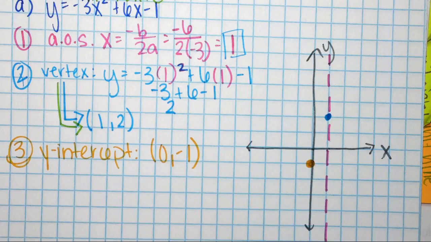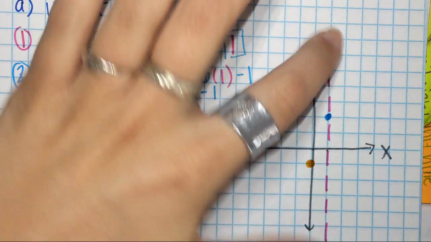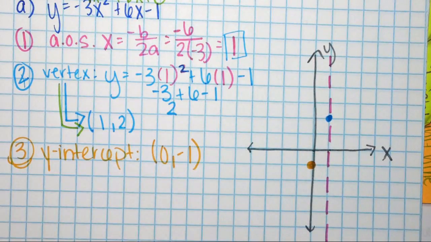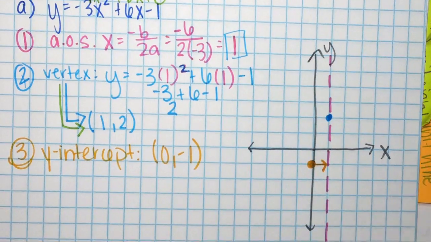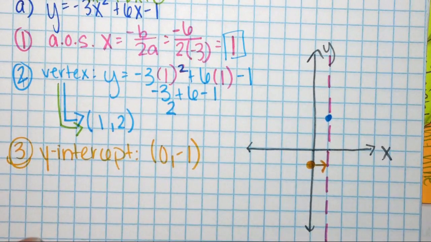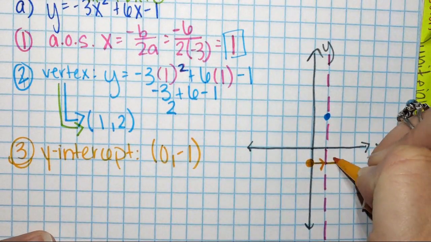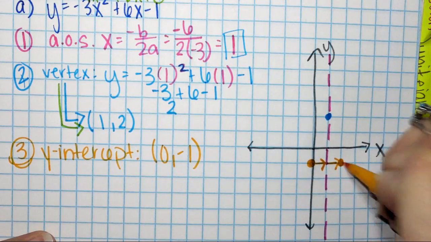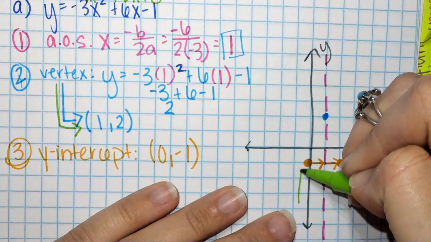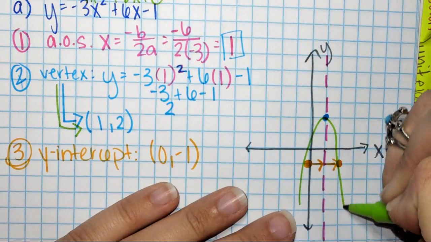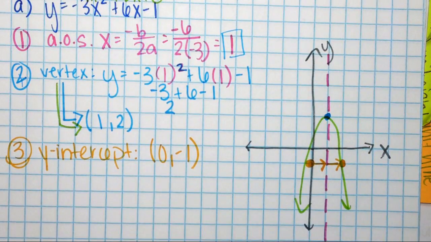Now, for it to be a parabola, for it to be a U or a mountain, we have to have the other side. And we know that the axis of symmetry cuts it in half. So if this is 1 unit away from our axis of symmetry there, we're going to go 1 unit away this way. Does that make sense? Because when you fold it, you want the points to touch. And then connect your dots. Magic.